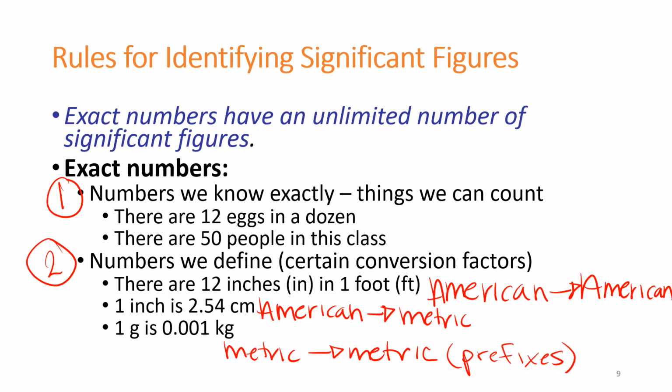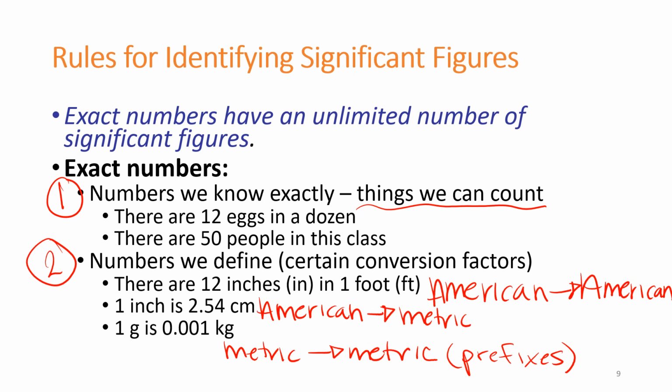The first type of exact number is pretty easy to conceptualize. It's numbers that we can essentially count. So let's say you're counting the people in a room. You can't count half a person. Let's say you have 28 people. You don't have 28 and a half. You don't have 27 and a half. It's 28. So that's an example of an exact number, something that we can count.